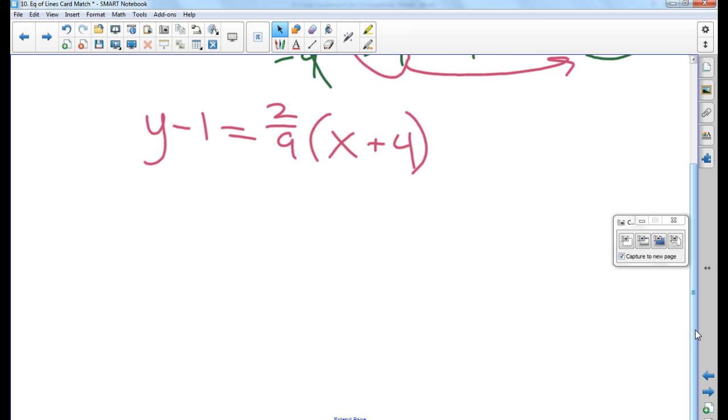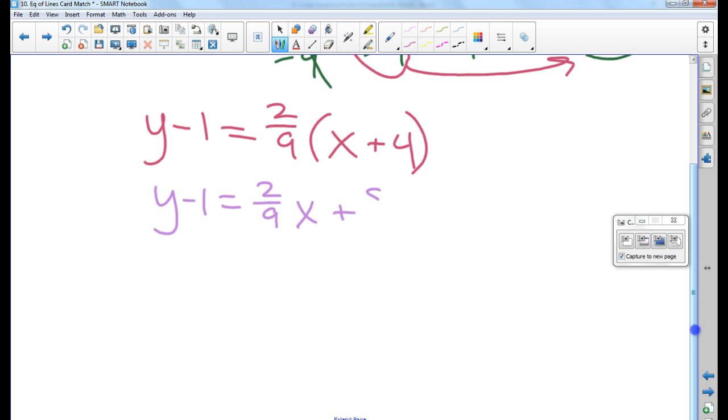Except it's fractions, it's not furniture. All right, let's distribute. Y minus 1 equals 2/9 x plus, here's where people have trouble, 2/9 times 4. You just multiply the numerators, that's it. 2 times 4, 8. So it's 2/9 times 4 is 8/9. We want to get rid of those fractions, so we're going to multiply everything by 9.